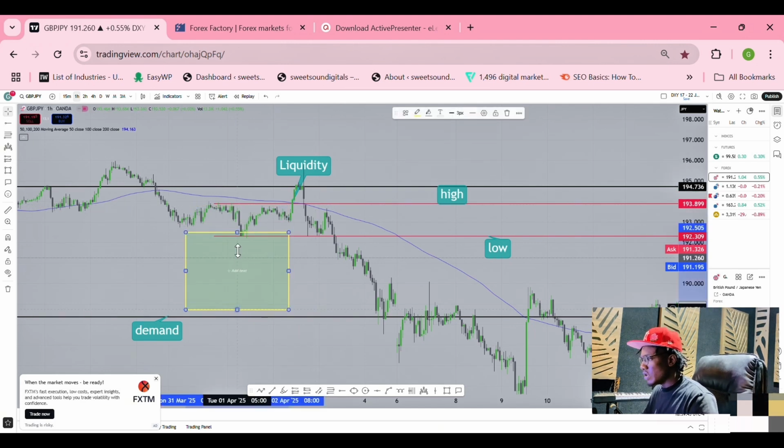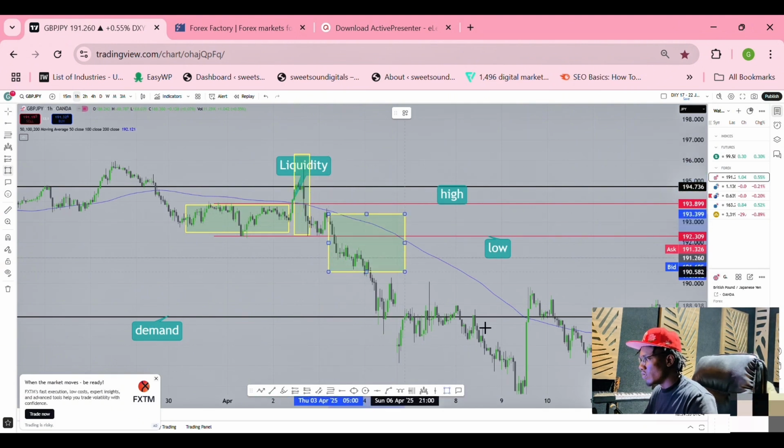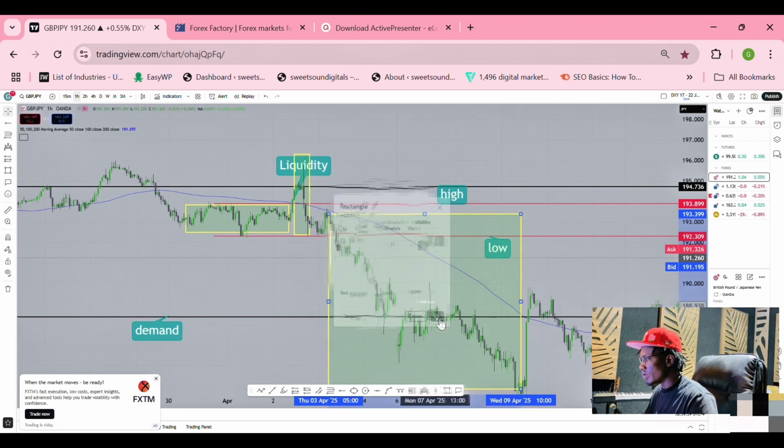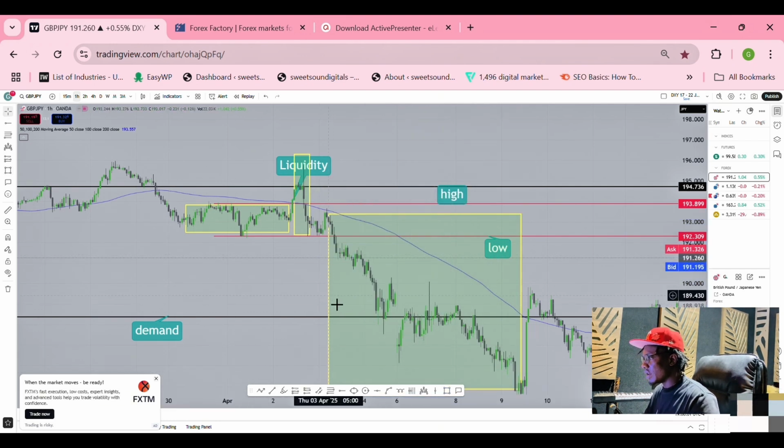Immediately after this move, it was followed by manipulation up with this candle. This was the whole manipulation move with this candle. After this manipulation move, we caught this distribution move right here. This is the whole distribution. And that's the AMD.